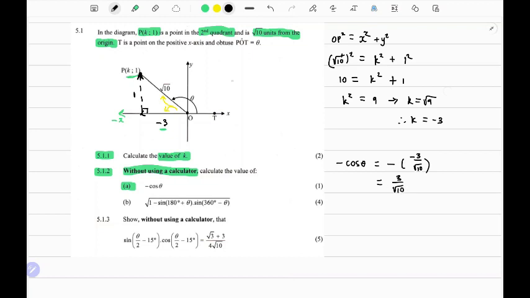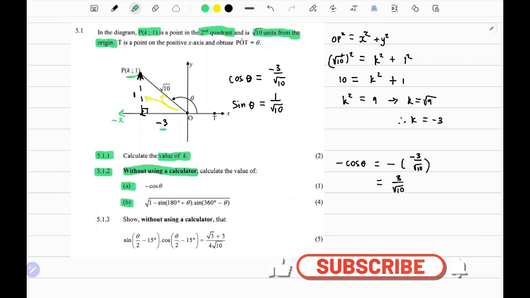It's just worth noting that cos theta would therefore be negative 3 over root 10, and we might as well also note sin theta. Sin theta by definition is the opposite side over the hypotenuse, so the opposite being 1 over root 10. So let's see if we can find b.